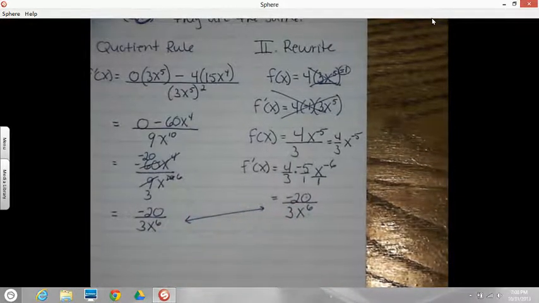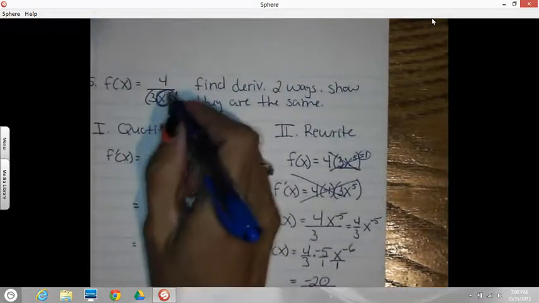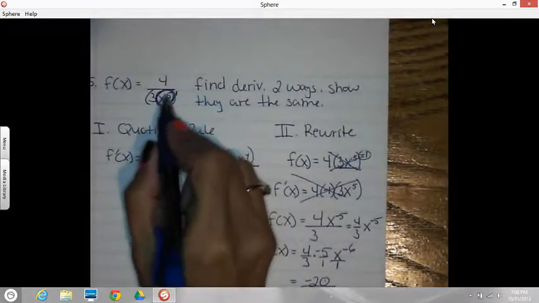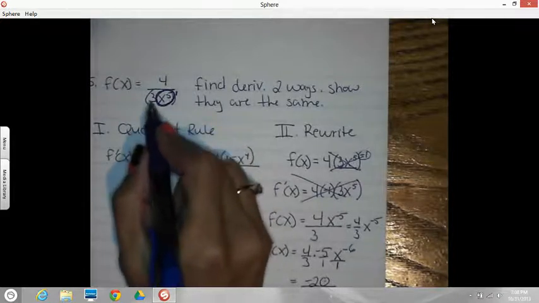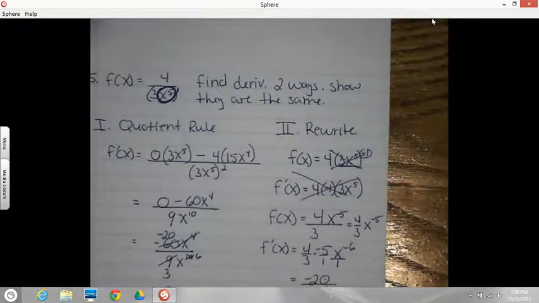So recapping, on the rewrite, just bring the x term up to the top with the negative exponent. Any constants, leave them down there. That's going to be the best way.